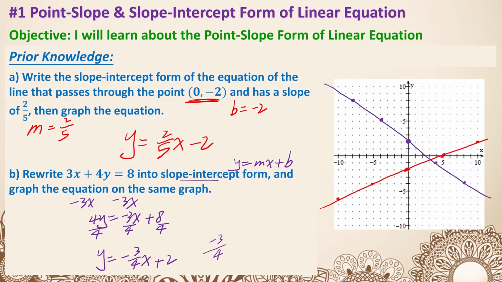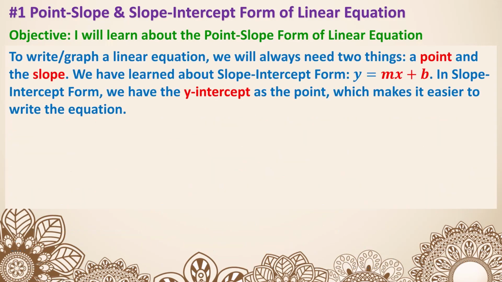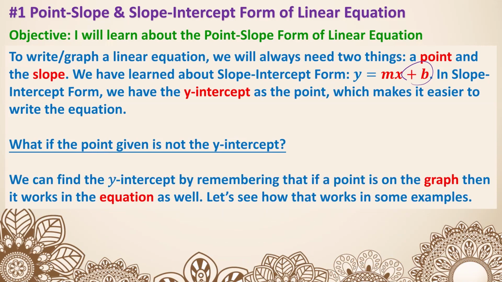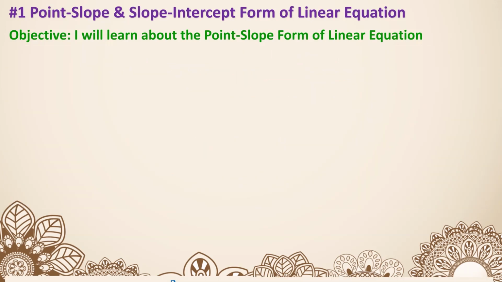That's B. Moving on. To write or graph a linear equation, we will always need two things, a point and a slope. And that's exactly what we have been doing. In slope-intercept form y equals mx plus b, we actually have the y-intercept as the point, which makes it easier to write the equation. But what if the point given is not the y-intercept? Then suddenly we don't have this b anymore, so we need something else. We can find the y-intercept by remembering that if a point is on the graph, then it works in the equation as well. Let's see how that works in some examples.